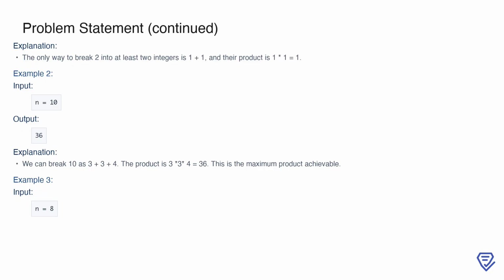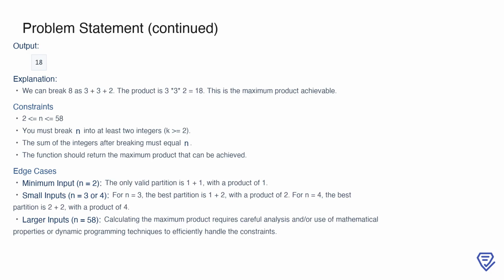The key is to find the right combination of integers that yields the highest product while still satisfying the condition that their sum equals n. For another example, if n equals 8, one optimal way to break it is 3 plus 3 plus 2. The product of these numbers is 3 times 3 times 2, which equals 18, and that's the maximum product for this input.